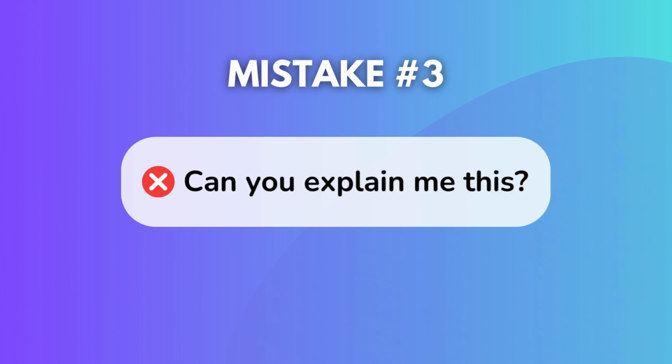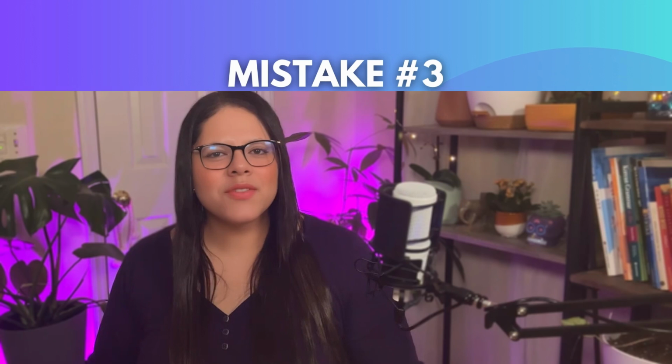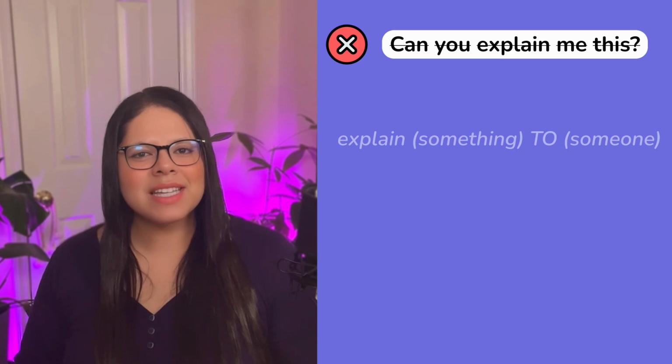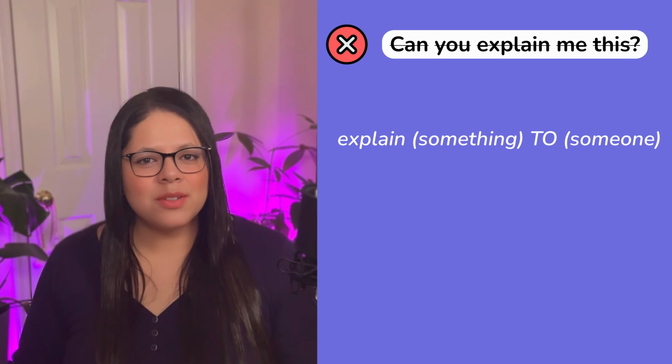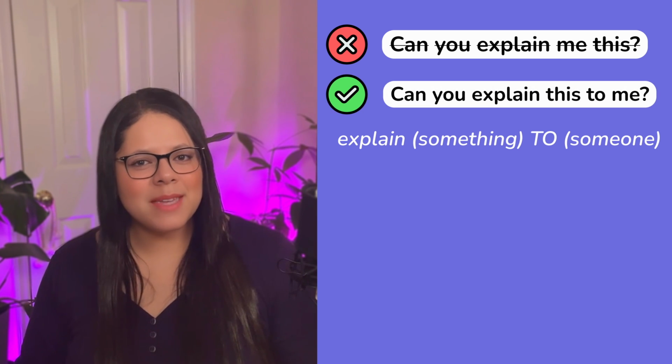Let's look at mistake number 3. Can you explain me this? When you use the verb explain in English, you explain something to someone. The correct sentence should be, can you explain this to me?